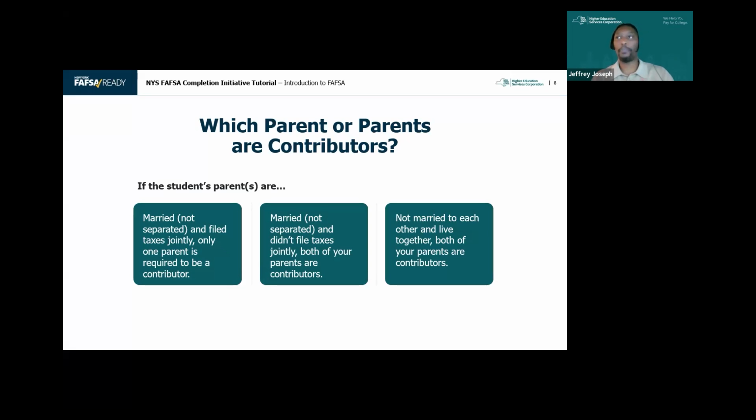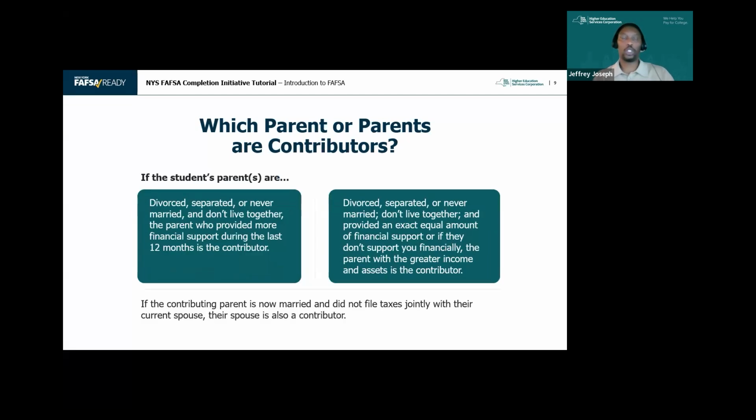If the student's parents are not married, all right, but they live together, right, so they're still in the same household, both of those parents are contributors for that student, right? Now, if the student's parents are divorced, separated, never married, don't live together, the parent who provides more financial support during that 12-month period, that parent will be the contributor, right? So we have some parents that are no longer together. Whoever provided more support is the contributor. Okay. If the parents both provide the exact same amount of support, all right. So if they figured out we both support, let's just say $50,000 each, whatever contributor has the greatest income, that will be the contributor for the application.